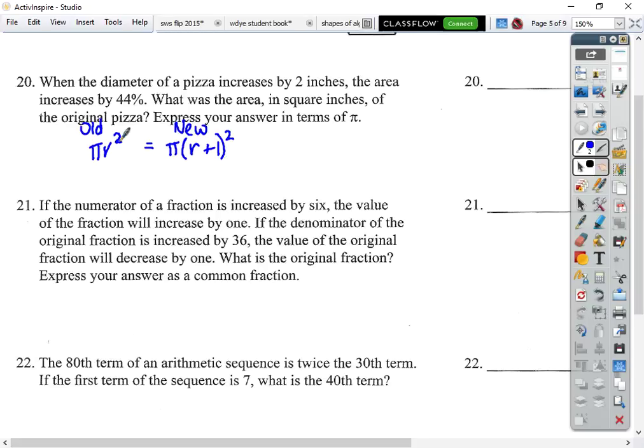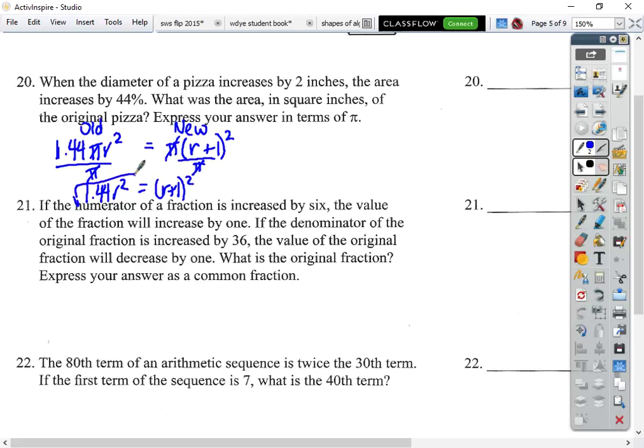But we know that our new pizza is 44% larger than our old. So that means that we are multiplying our old by 1.44. We're saying that we have 100% plus another 44% that will make it equal to our new one. Well, from this point it actually becomes pretty simple. We know that we can divide by pi on each side and get rid of that pi. And then what we have left is actually a bunch of square numbers. We have 1.44 r squared is equal to r plus 1 squared.